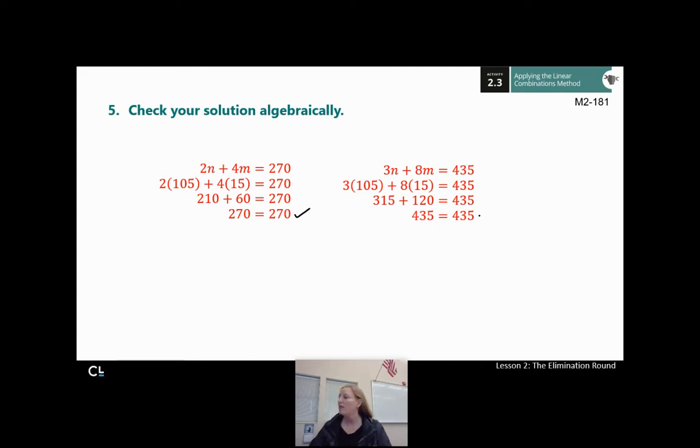So this is a great way to verify your solution, to double check that it works. Remember that your solution has to work for both equations. That's why it's important that we plug into both equations and check both, because a solution for a system of linear equations must work for both equations. If it only works for one, then we did something wrong.